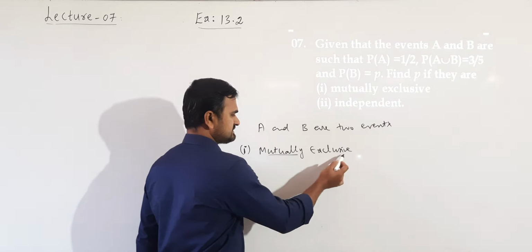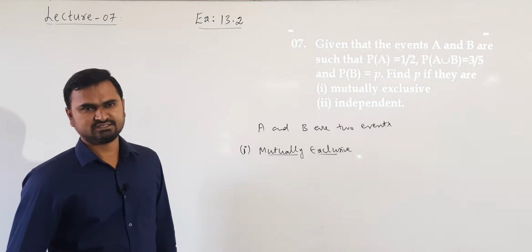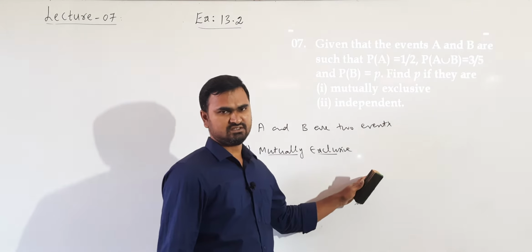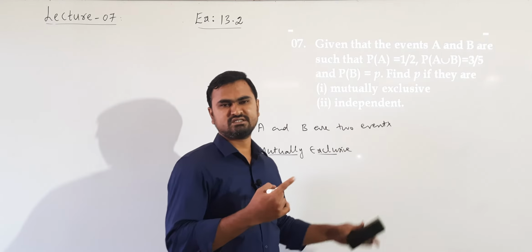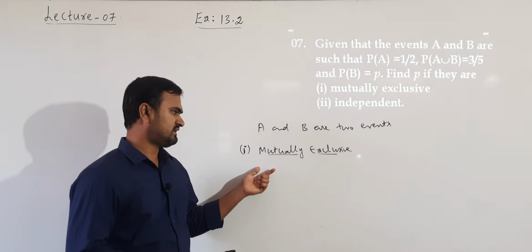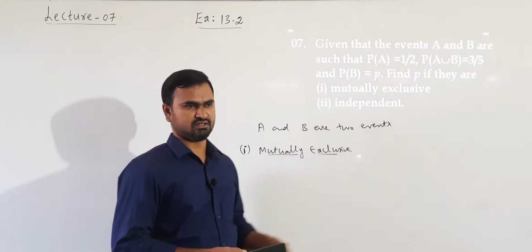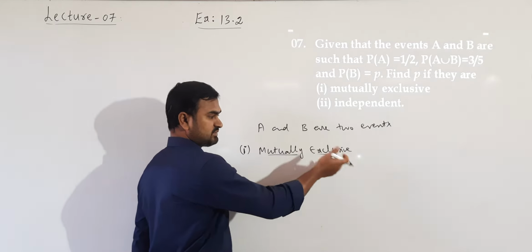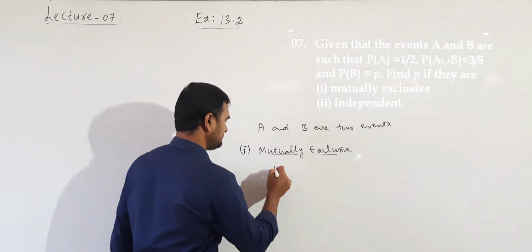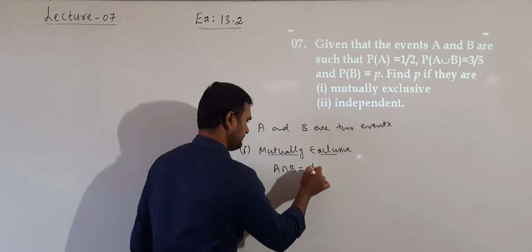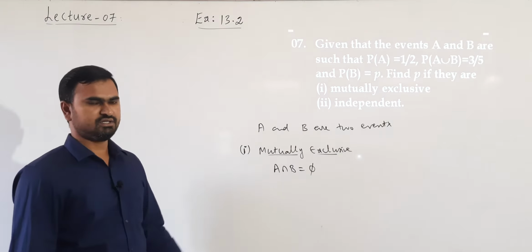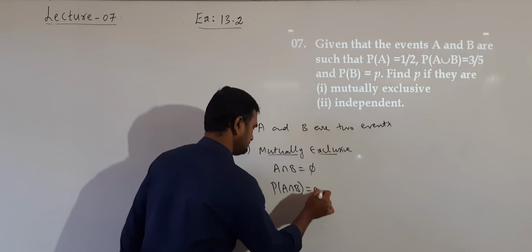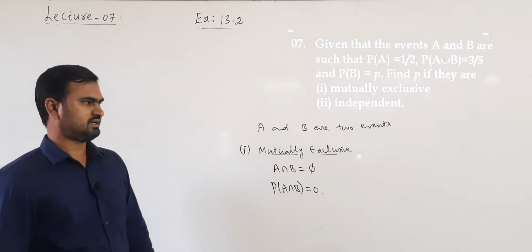Mutually exclusive events, we already studied in lower classes. The occurrence of one event prevents the occurrence of another event. So if one event has occurred, the other event will not occur. So here A intersection B has no common elements. A intersection B is the null set, which means the probability of A intersection B is 0.